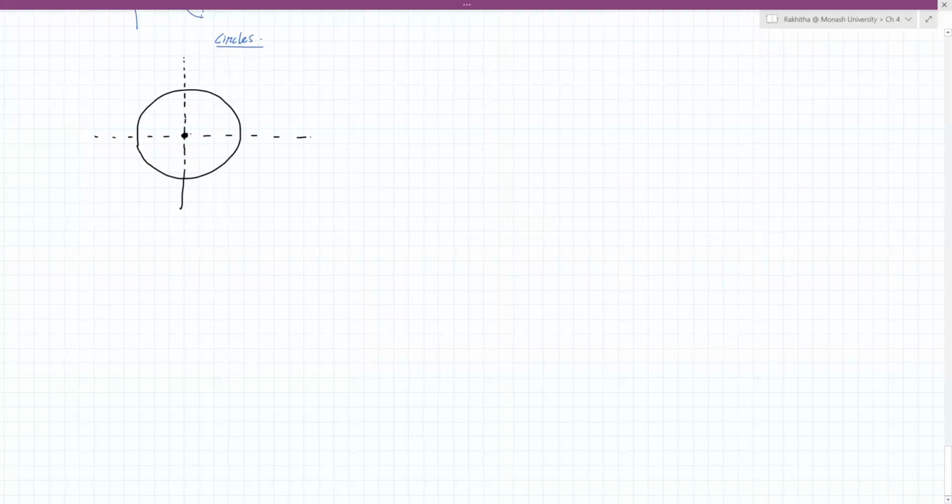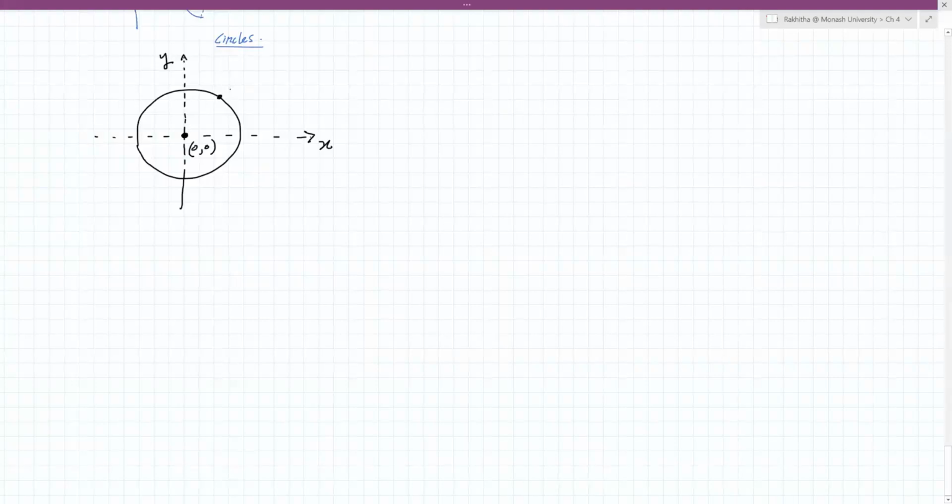and the circle center is the origin of the Cartesian system. The circle center is the origin of the Cartesian system. Then how do you write an equation for a circle?